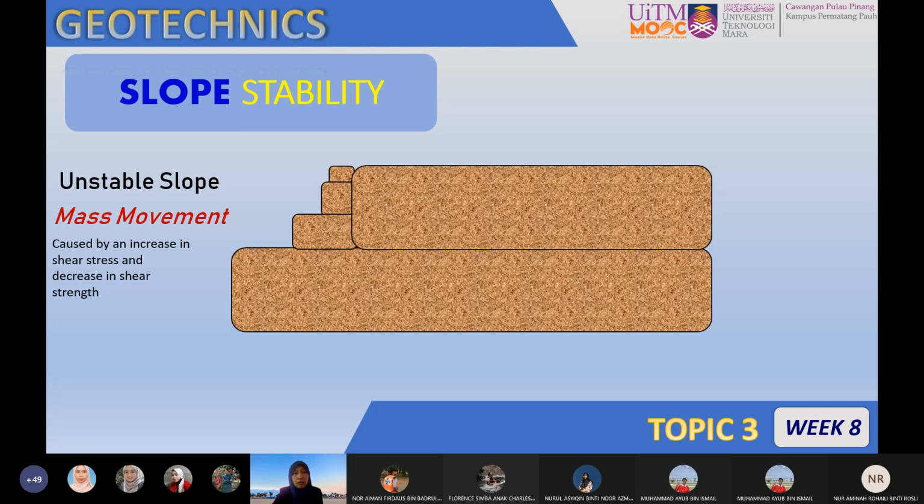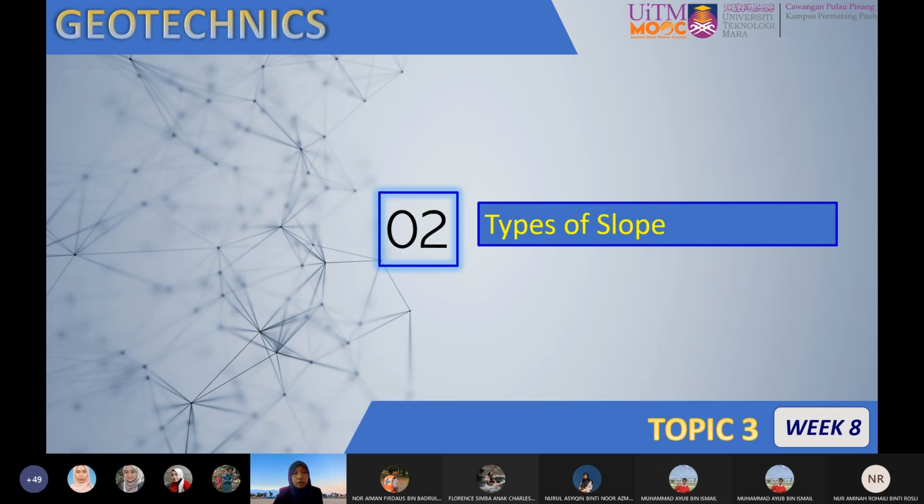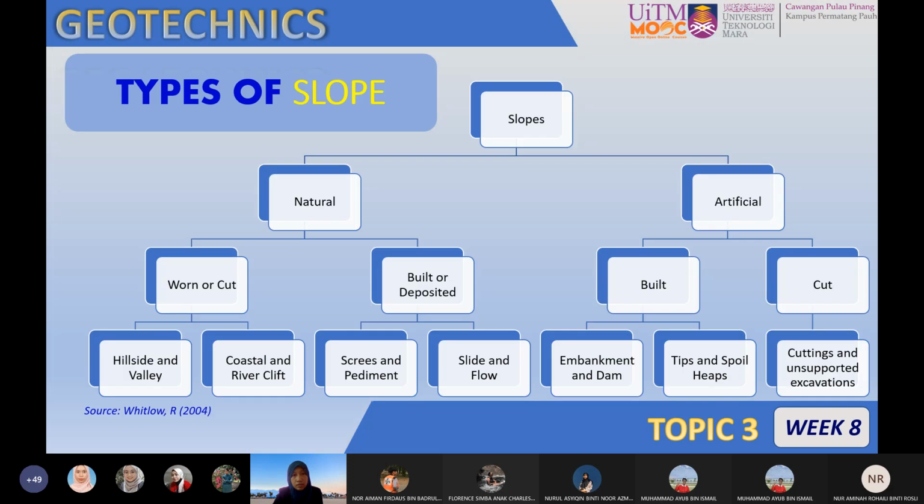As I said again, there are many factors involved in slope stability or mass movement. And then we go to the next topic, the types of slope. As you can see here, there are two types of slope that we can define: natural slope and man-made or engineered slope. The natural slope, for example, is the cut slope, or built or deposited slope. And for the man-made slope, for example, the built slope and the cut slope.